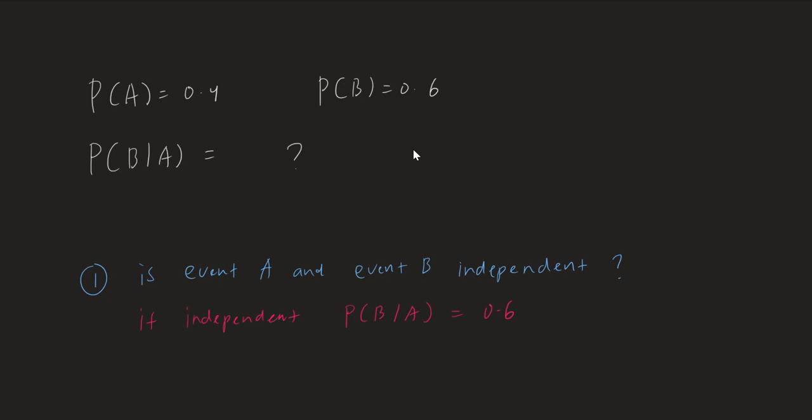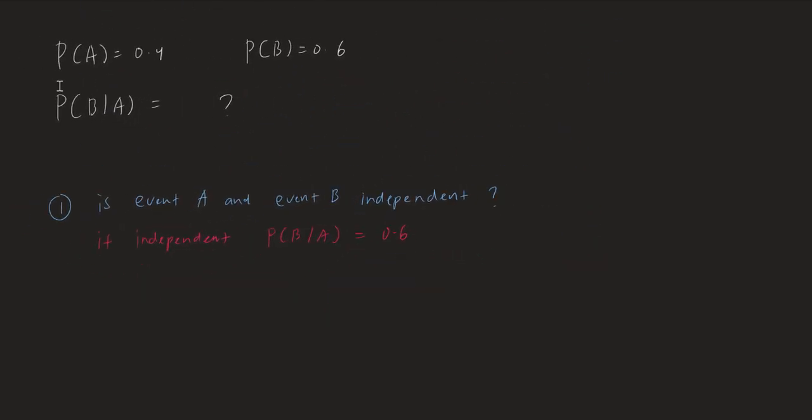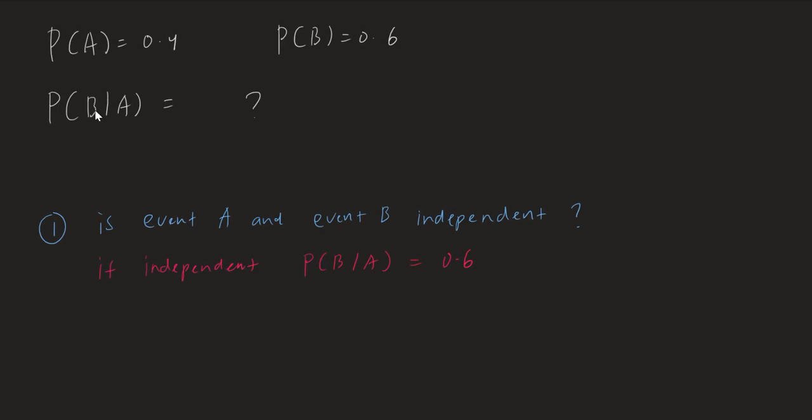Why? I don't understand that. Okay, I will show you. If independent, probability of B given A will be the same as probability of B given A prime, and this is the same as probability of B. So if events A and B are independent, probability of B given A is the same as probability of B, and the same as probability of B given A prime. Just memorize that.